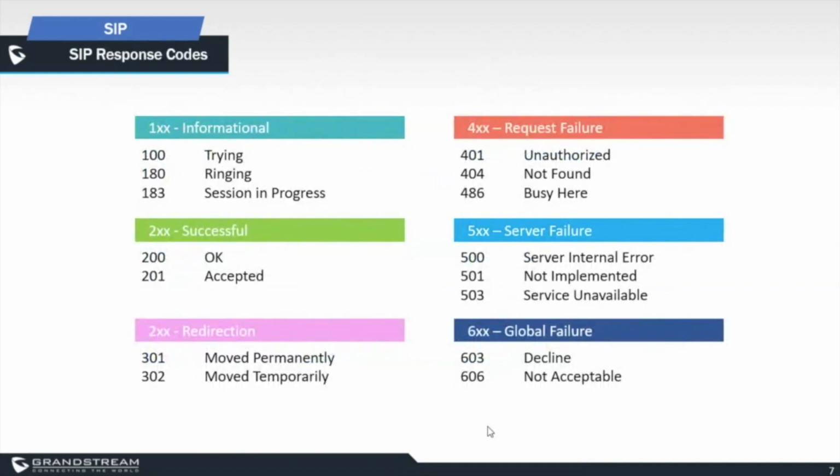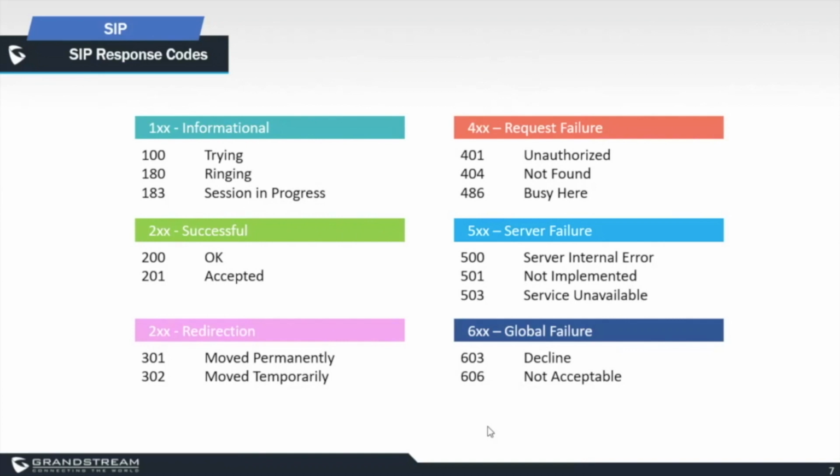So we talked about the request. Now let's look at the response codes. I just picked up some of the common response codes that you're going to see more frequently in the traces. There are actually many out there. You can always go to the internet and look for the SIP response codes. They look similar to the HTTP response codes. So the response codes are divided into 6 categories.